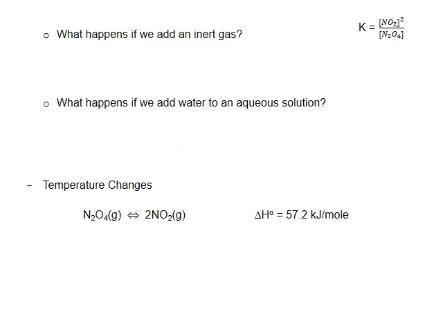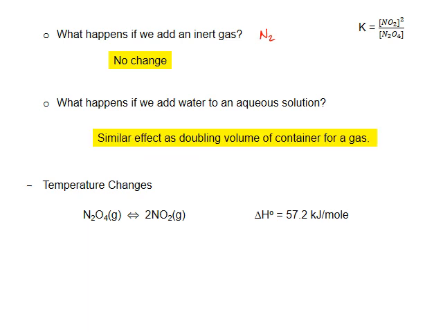What are some other changes that we could do or stresses that we could make on a system at equilibrium? For example, what would happen if we added an inert gas, say something like nitrogen, that doesn't react with either the reactants or products? What effect does this have on the reaction quotient Q? Since nitrogen doesn't appear in the reaction quotient Q, this causes no change to the system. As we've already mentioned, if we add water to an aqueous solution, this has a similar effect as doubling the volume of a container for a gas system. You would have to evaluate the value of Q to see which way the direction will shift.